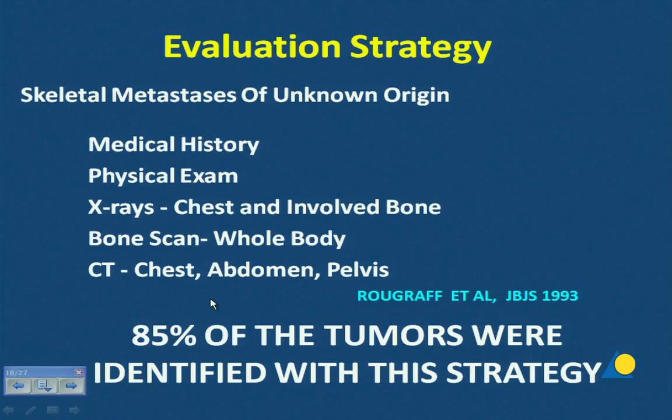You want to get x-rays of the chest, PA and lateral, as well as full x-rays of the entire bone that's involved in AP and lateral views. You get a whole body bone scan, which will help you to find lesions across the entire body, and a CT scan of the chest, abdomen, and pelvis. 85% of tumors are identified with this strategy. It allowed us to localize the primary tumor.